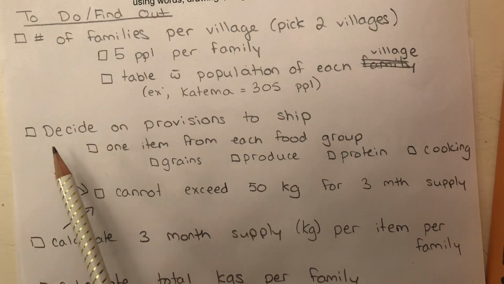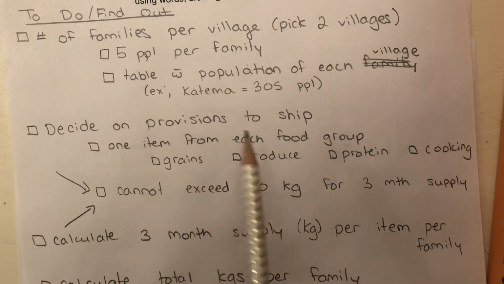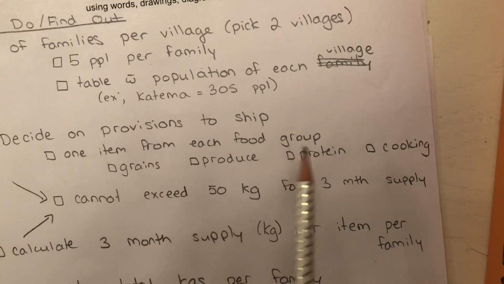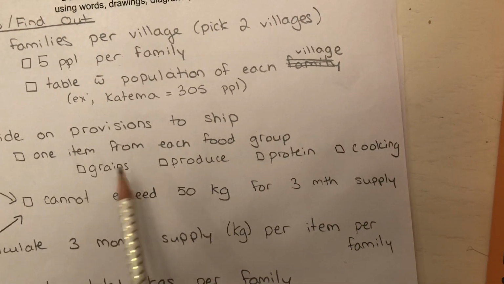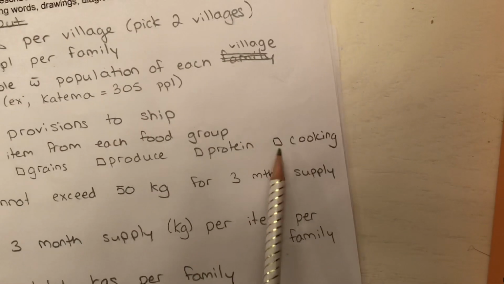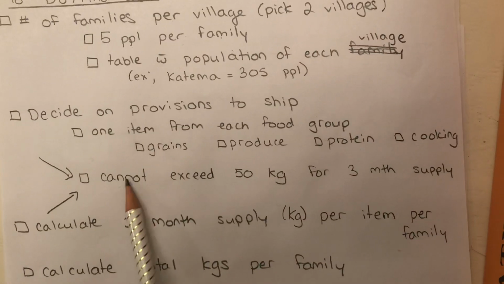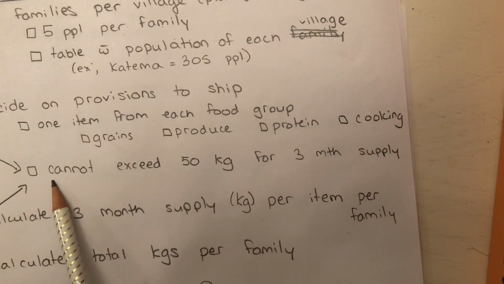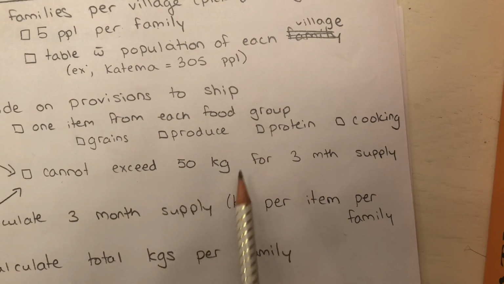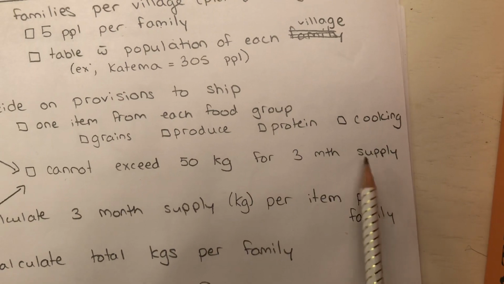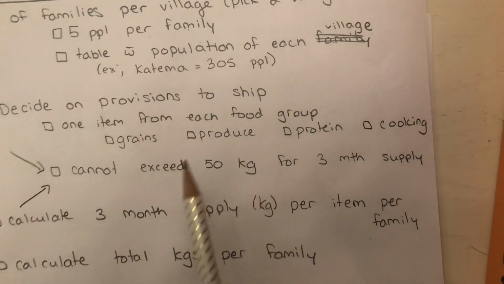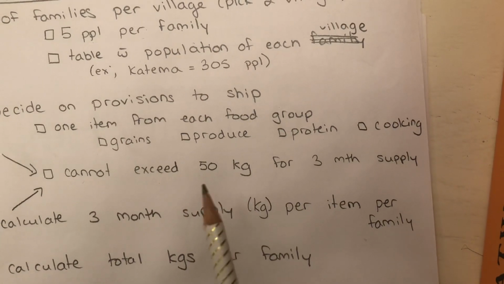The next thing I have to do is pick the provisions to ship. Something to help me is I have to pick 1 item from each food group. I even wrote the 4 food groups so I can check off as I've chosen: the grains, the produce, the protein, and the cooking supplies. The other thing I wrote that seems important because it's related to the food supply is that I can't exceed 50 kilograms for a 3-month supply for a family. So since I have a maximum amount of weight, I'll probably end up choosing things that don't weigh very much just to be safe.